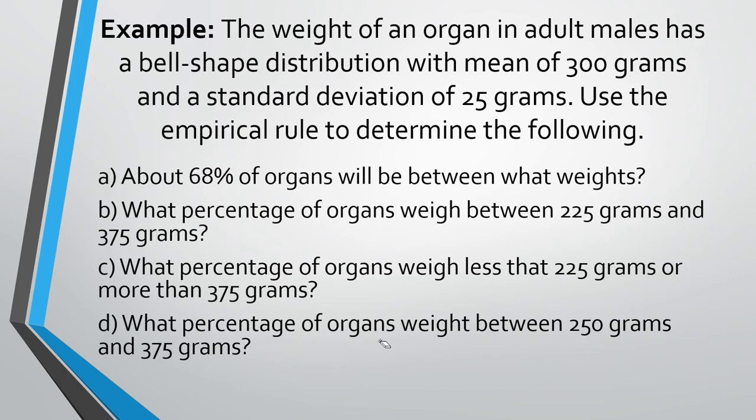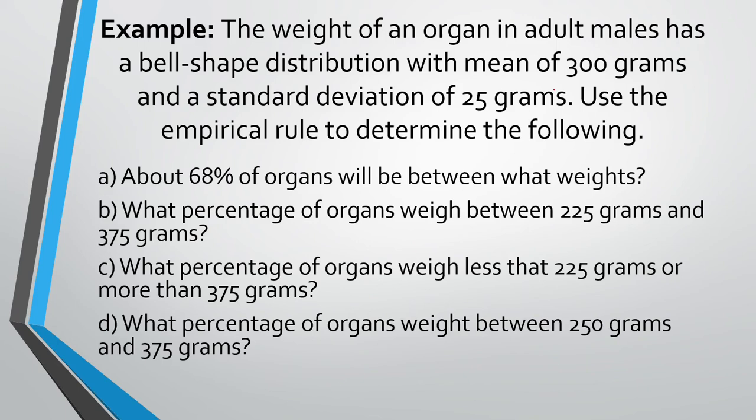Example, the weight of an organ in adult males has a bell-shaped distribution with a mean of 300 grams and a standard deviation of 25 grams. Use the empirical rule to determine the following. I want you to pause the video and try it on your own. Use the picture and put in the numbers at the bottom and then calculate the percentages.